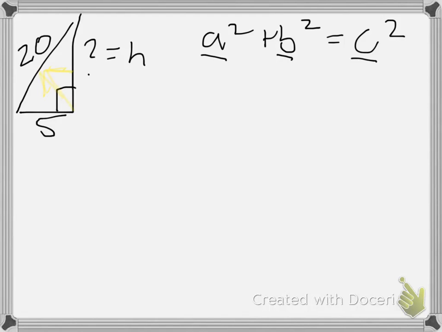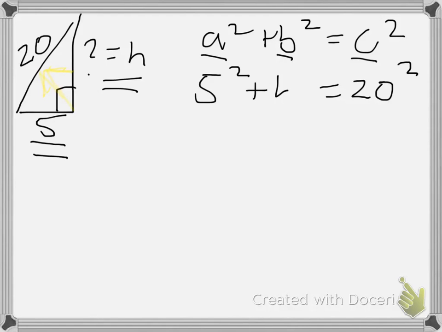So I already know the hypotenuse here is 20, and I have to square it. Okay? I don't care if you call this A or B, it doesn't matter. You can interchange the legs. So I'm just going to say 5 squared plus H squared equals 20 squared. So 5 squared is 25, I don't know what H squared is, so I just write H squared, and 20 squared is 400.